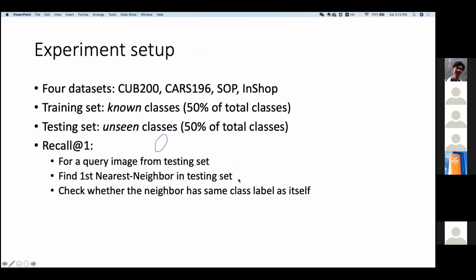So I'm just asking, yes, I just confirmed that all the data in the testing set has never been trained. All the classes have never been trained. So these two are class disjoint. Training and testing are class disjoint.